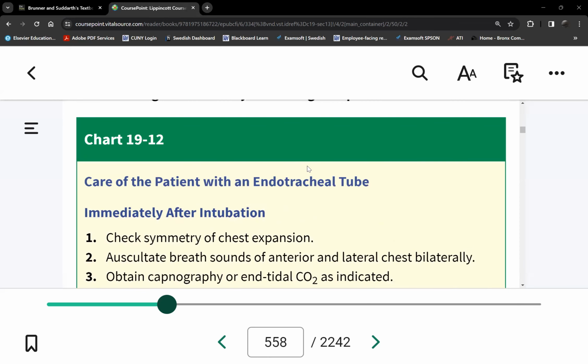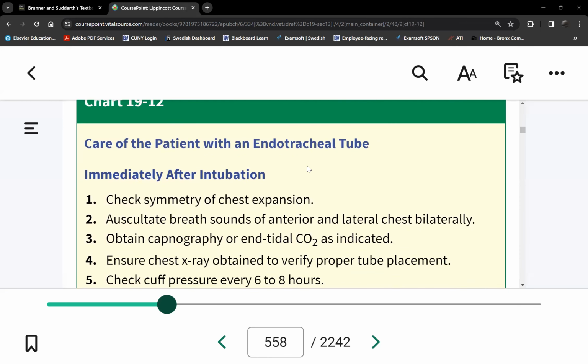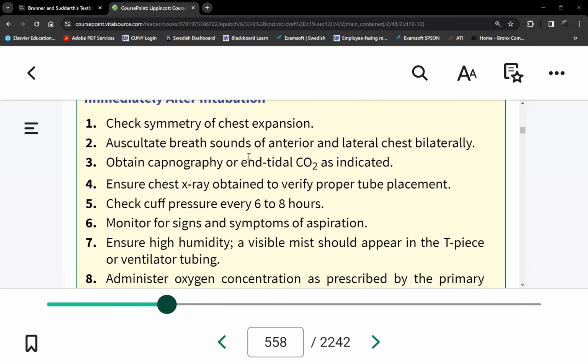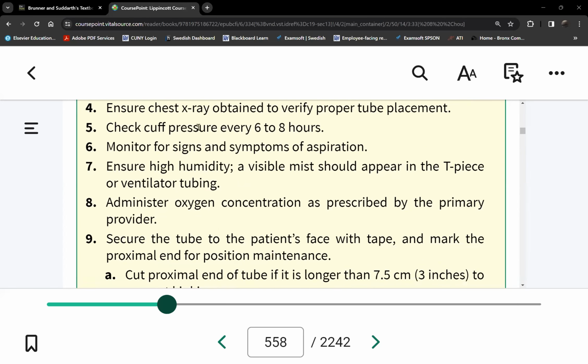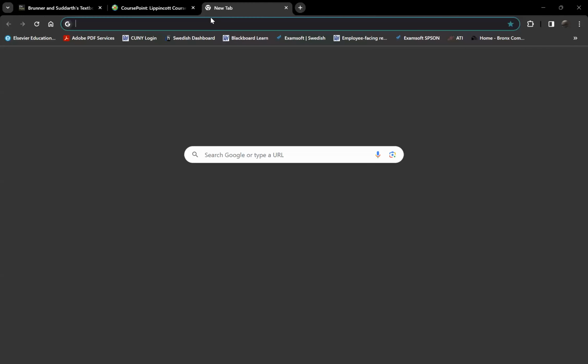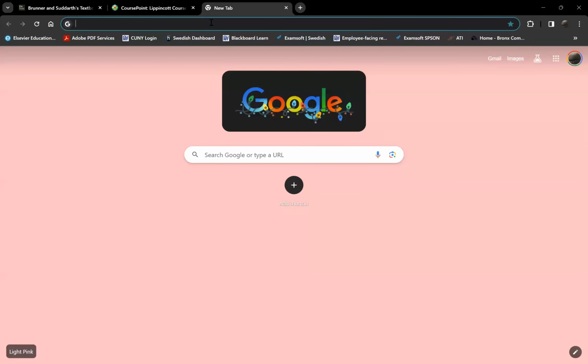So here are your responsibilities after the patient receives an intubation. Like we said, until we get the X-ray and the end-tidal CO2 levels, check the symmetry of the chest expansion, meaning we're looking at other ways to confirm placement. Okay. Cuff pressure is checked every 6 to 8 hours. How do we do that? We insert a manometer to the pilot balloon.